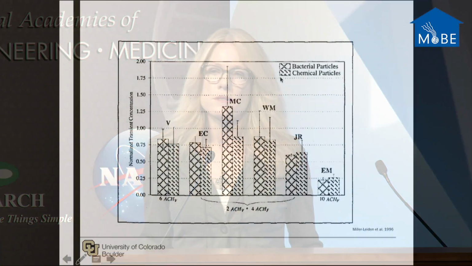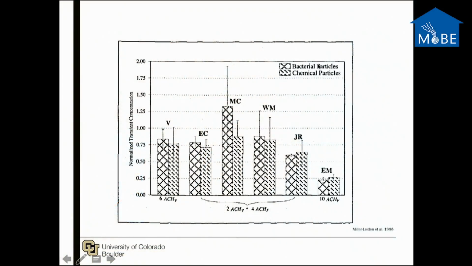I wanted to point out this graph because there's always some question as to whether bacterial particles perform the same as chemical particles, and yes, they do. These are all data from different air cleaner measurements showing that whether you use a bacterial aerosol or a chemical aerosol, they're all equally as effective. There's no statistically significant difference.